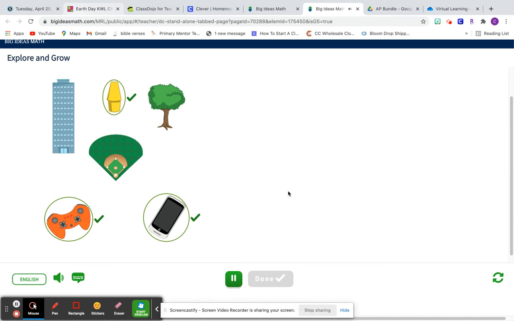Why would it be hard to measure the ball field using a centimeter ruler? Think about if you're using something that is about the length of a cell phone and you were measuring a real ball field, how long would that take to measure? So we would want to measure that with something that is a lot longer than a centimeter ruler.